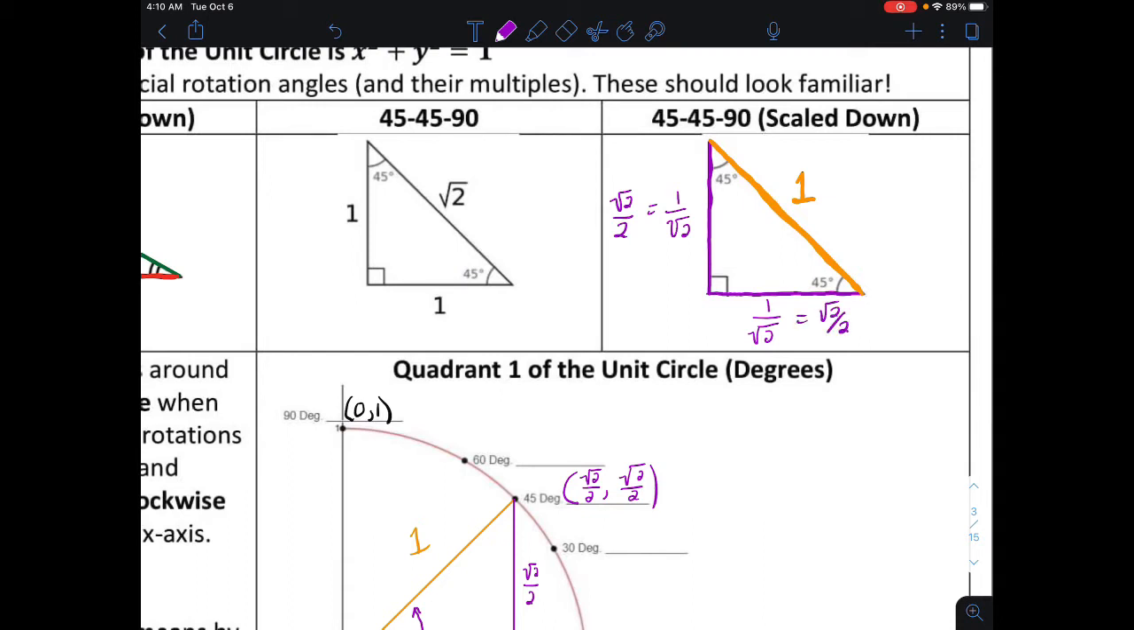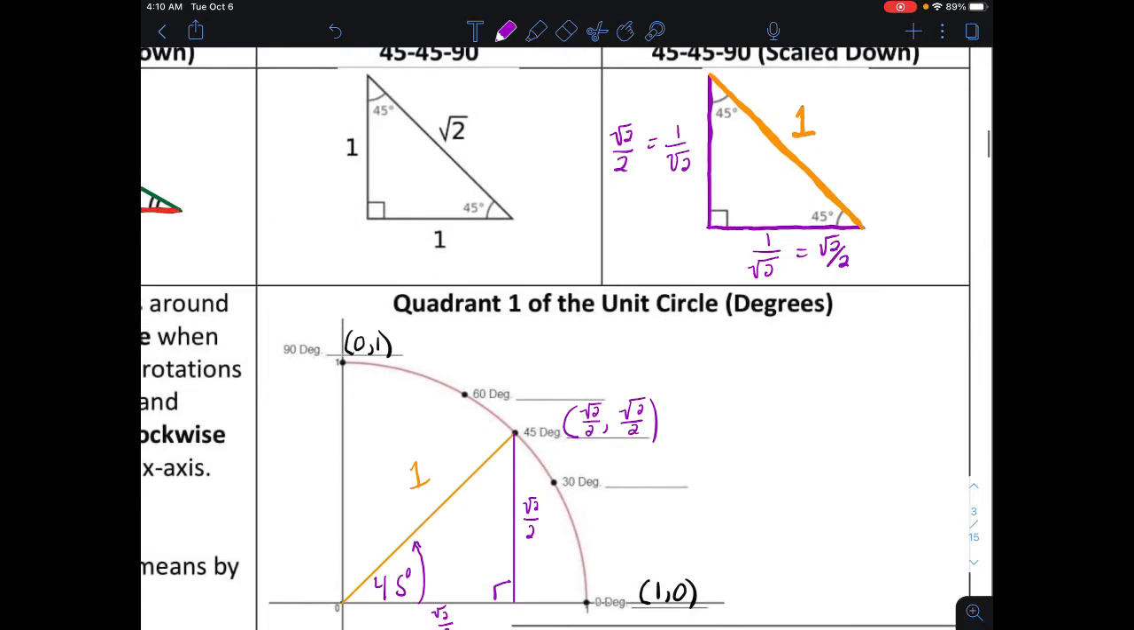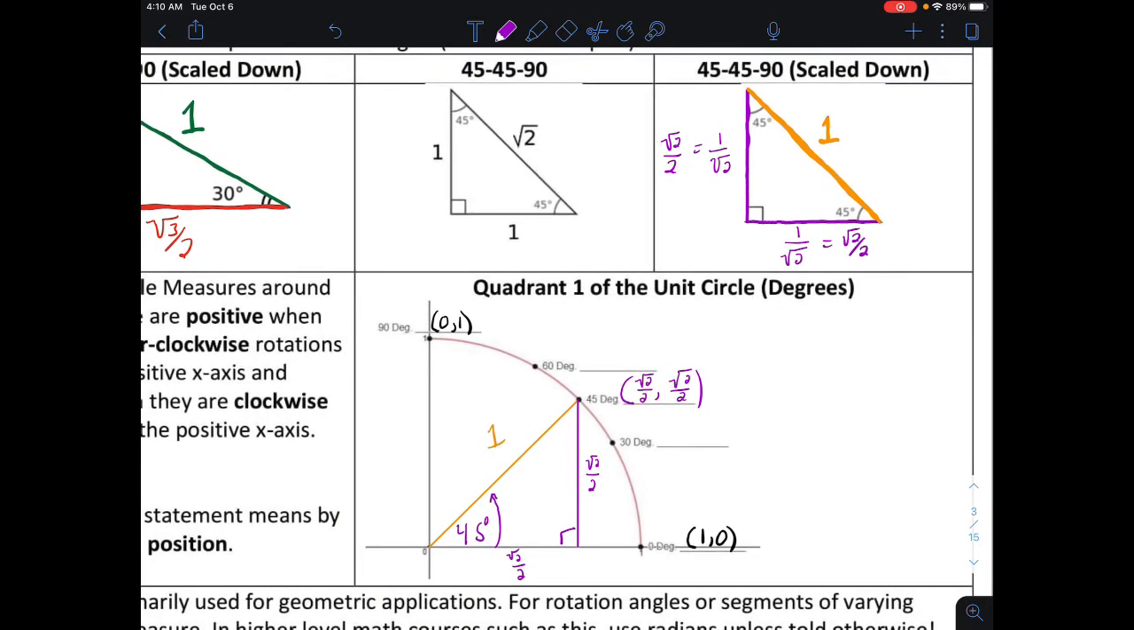Now we're going to put these on our unit circle. So I'll start with that 45, 45, 90 triangle since it's already right there. The hypotenuse of this triangle goes from the origin to a point that lies on the edge of that circle. And now from that point, I'm going to pull a line down to my x-axis. And then we can see how the legs play.